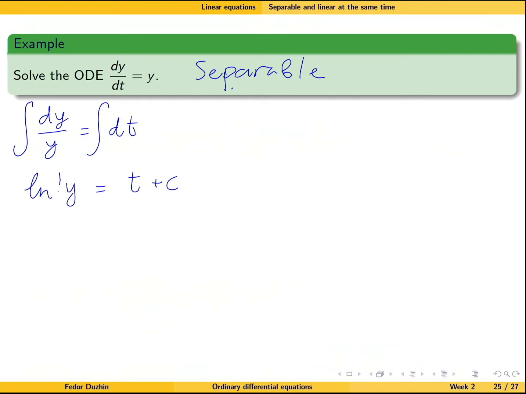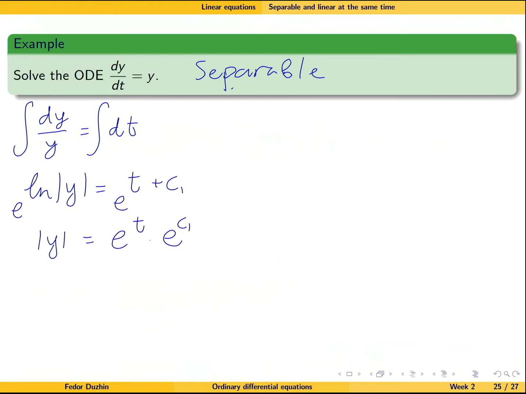So strictly speaking, it should be like this: ln of absolute value of y equals t plus c. And then instead of c, I'm going to write c1 because, well, you will see why. Okay, so now let's apply the exponential function. So let's raise e to this power. So e to the power of logarithm is the expression inside the logarithm. So it's absolute value of y equals e to the t times e to the c1.